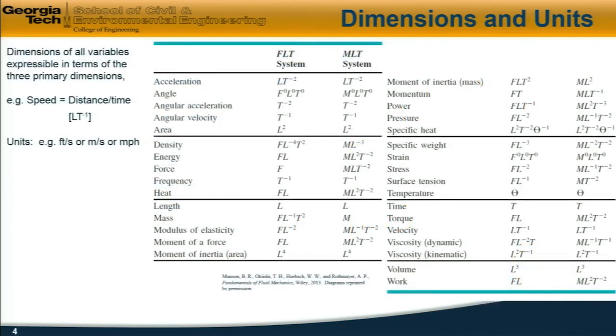All other physical variables that we're interested in can be expressed in terms of these three primary dimensions. For example, acceleration is length per time squared. Density is mass per unit volume, or M L to the minus 3, etc. All of the other variables, power, energy, etc., are all expressible in terms of three fundamental dimensions. And generally, we'll mostly be using the MLT system. However, equally, you could use the FLT system, but not both of them at once. An example then is speed, which is distance over time. The fundamental dimensions are L T to the minus 1, but the particular units you use depend on the unit system you're using. For example, the units might be feet per second, or meters per second, or miles per hour.